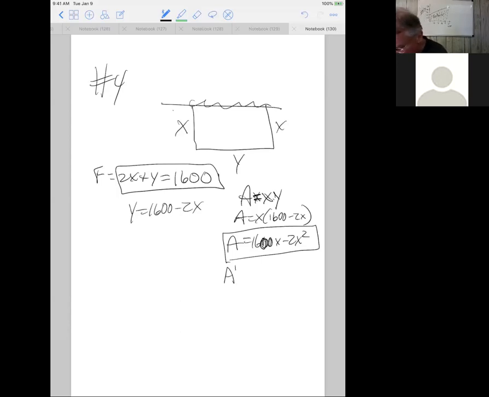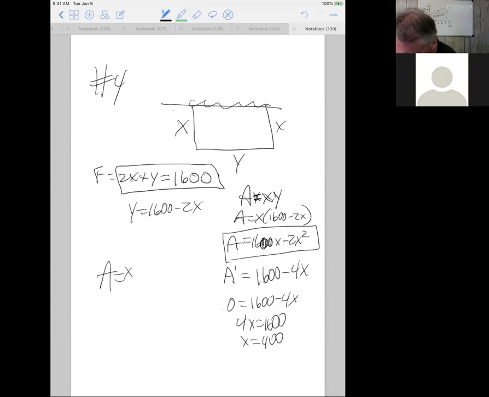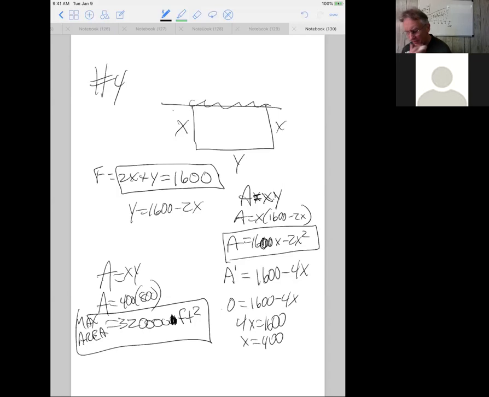Now, take the derivative. 1600 minus 4x. Set it equal to 0. 4x equals 1600. x equals 400. And then we got area equals xy. Area equals 400 times 800 equals 32 and 4 zeros. Whoops, I did 5. Yep. And that's going to be area, so it's in feet squared. Max area is 320,000 feet squared, period.